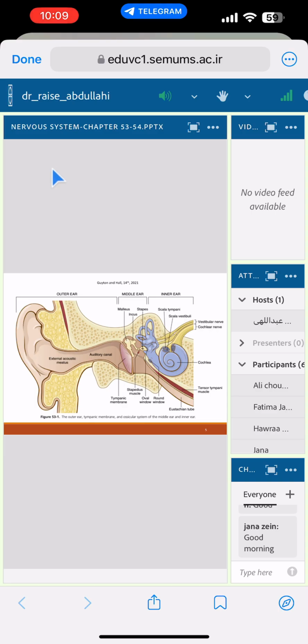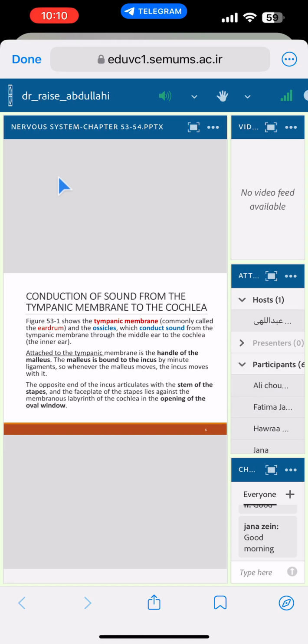You learn about the function of this part of the inner ear, which is about the sense of equilibrium. But the function of the cochlea is in terms of hearing. So the inner ear is involved in the sense of equilibrium and at the same time in hearing. Okay.